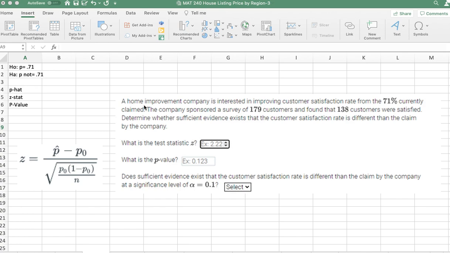In section 7.1 for the challenge activities.